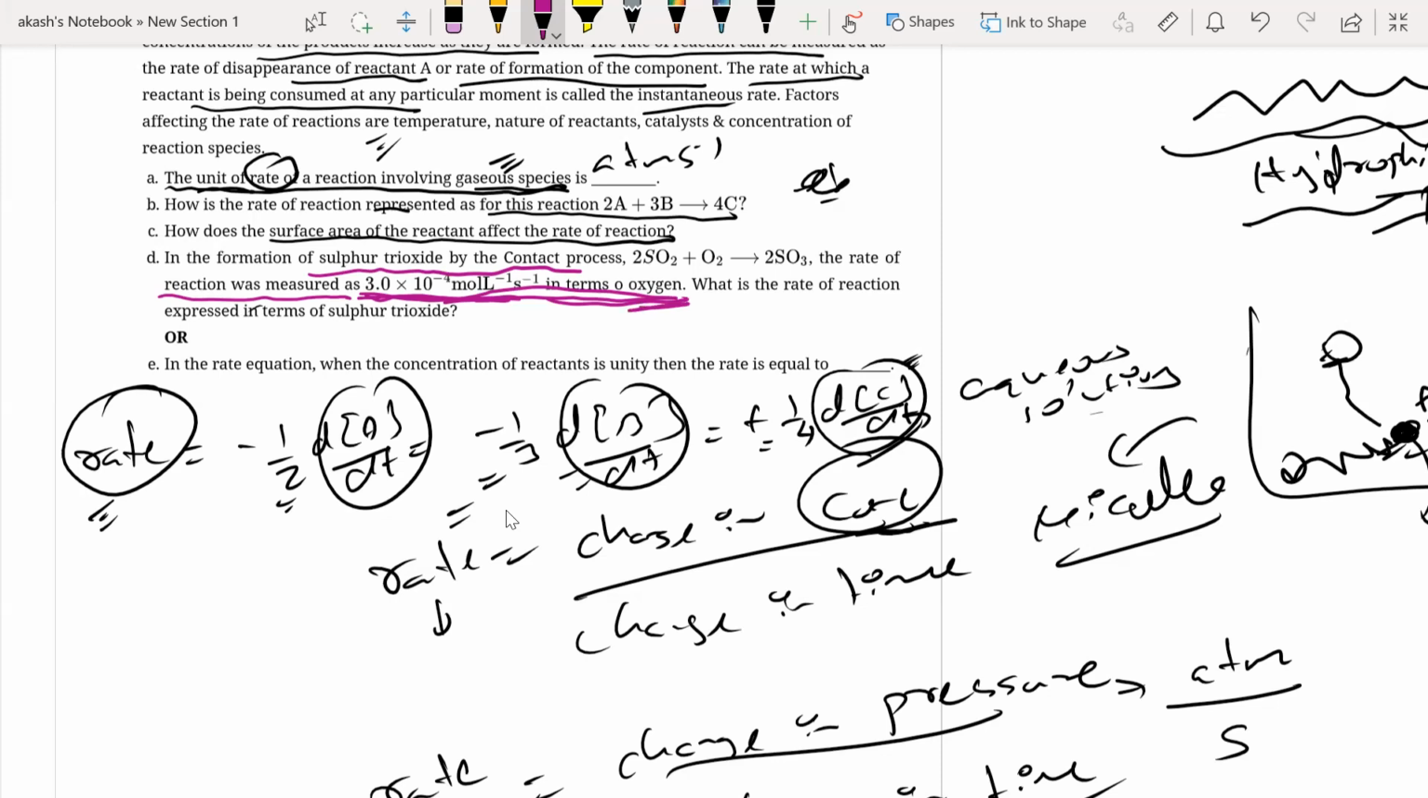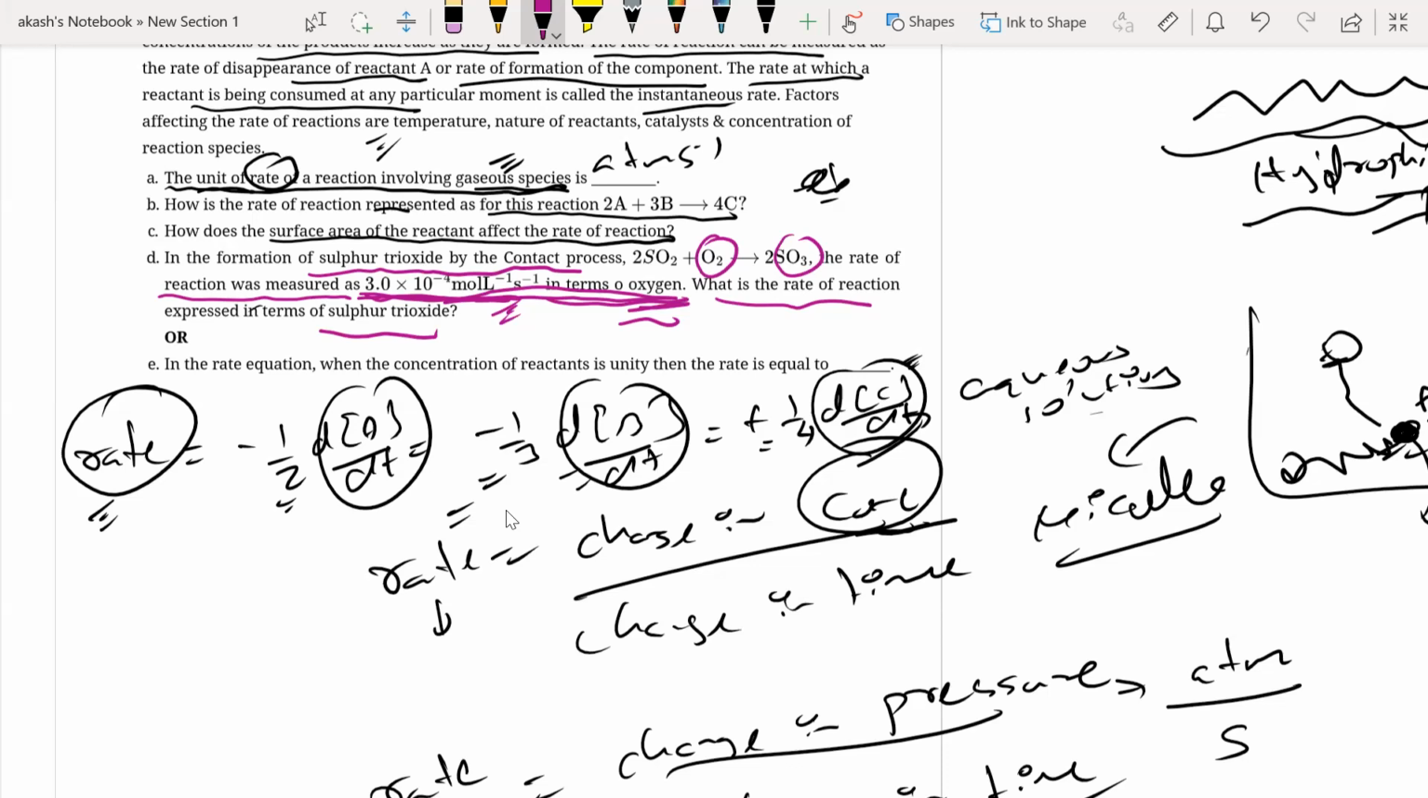Correct. Good. When I say rate with respect to oxygen, obviously in this case, oxygen is a reactant, right? So we will say rate of disappearance of oxygen, and that value is what is given. Okay, good. Now what they're asking: what is the rate of the reaction expressed in terms of sulfur trioxide? Obviously they're asking you, what is the rate of formation of SO3? That is what they're trying to ask.